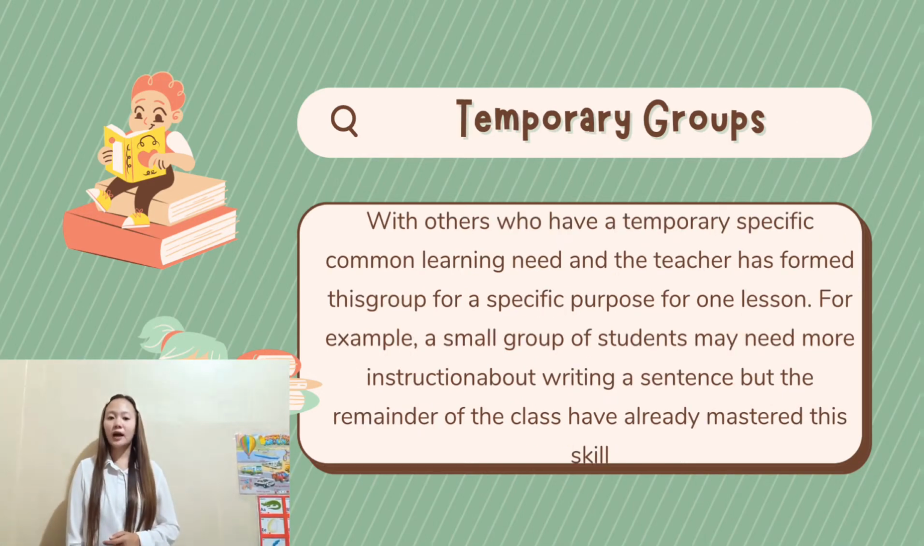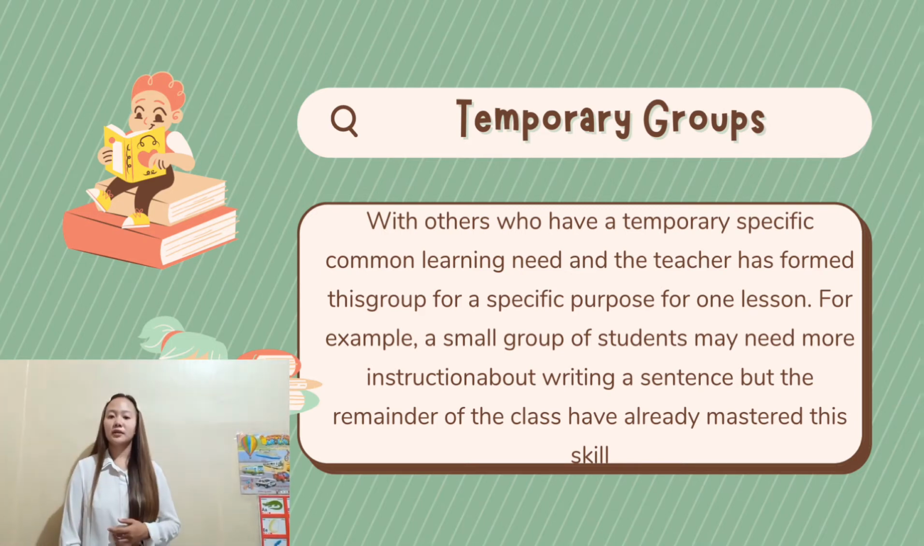Last are the temporary groups, with others who have a temporary specific common learning need, and the teacher has formed this group for a specific purpose for one lesson. For example, a small group of students may need more instruction about writing a sentence, but the remainder of the class have already mastered this skill.